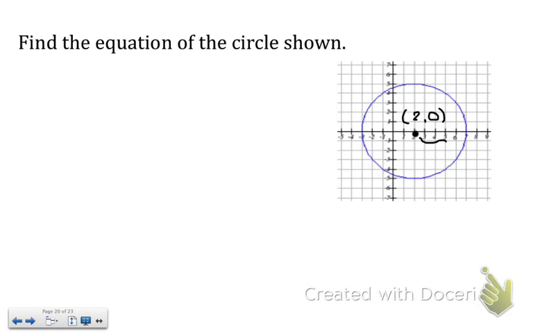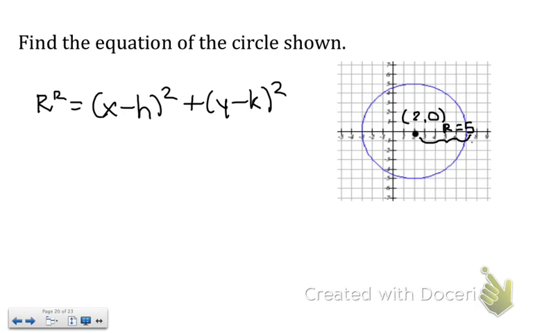And when I'm looking for the radius, okay, I can just count over to the right, or really in any direction as long as I get to the edge. I'm going to find that to get from the center to this point on my circle, I'm going to count over 5 units. Okay? So my radius is 5, and my center is (2, 0). Now it's just a matter of plugging into our circle equation. Remember, it's r squared equals x minus h squared plus y minus k squared. Okay. So 5 squared is 25.